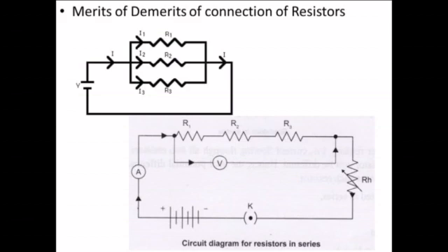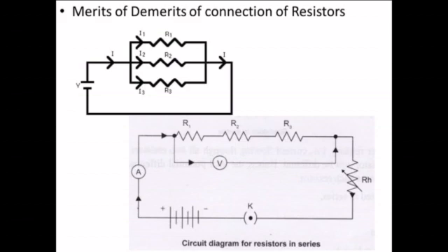In a series connection, if a fault occurs in one appliance or the circuit breaks, the current does not flow in the circuit and all the other appliances stop working. That is, if one of the 3 bulbs gets fused, the other bulbs do not light up.